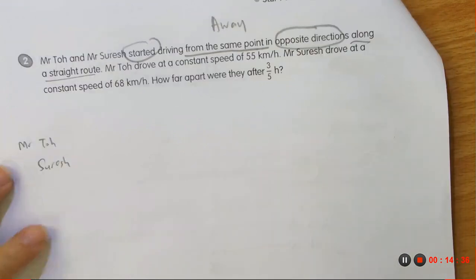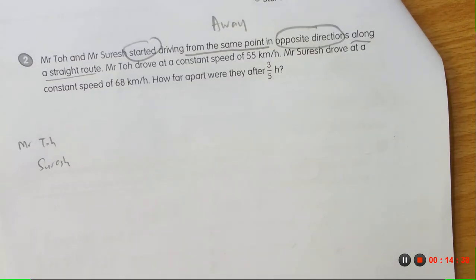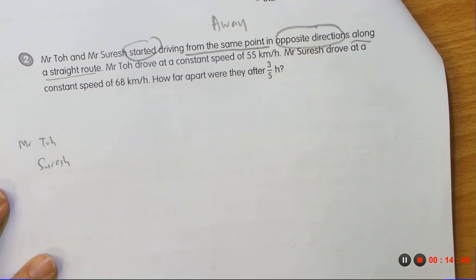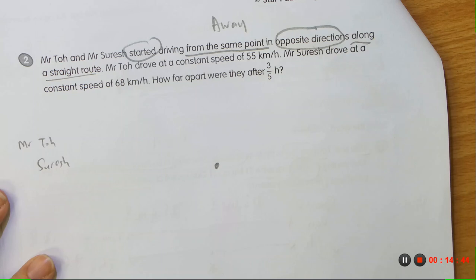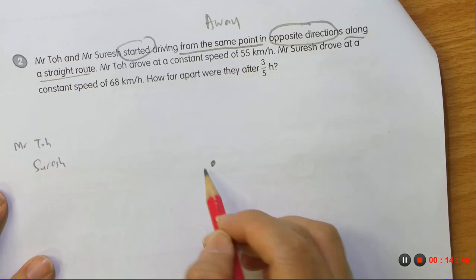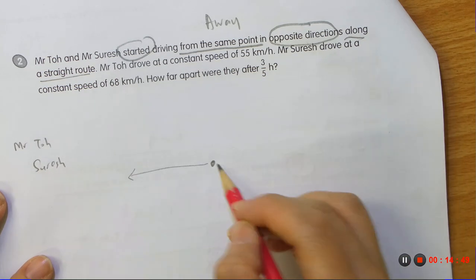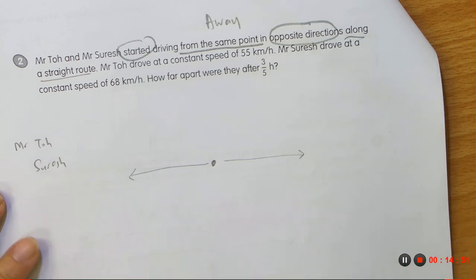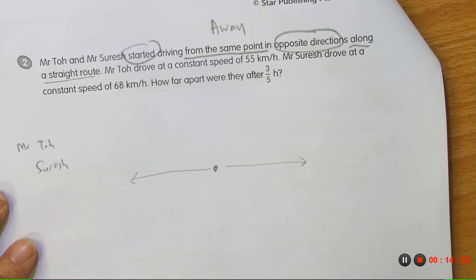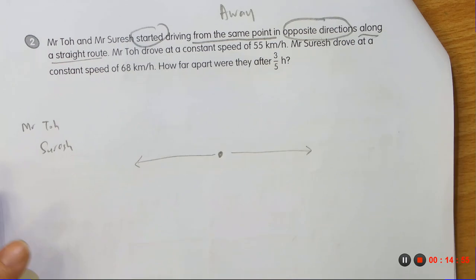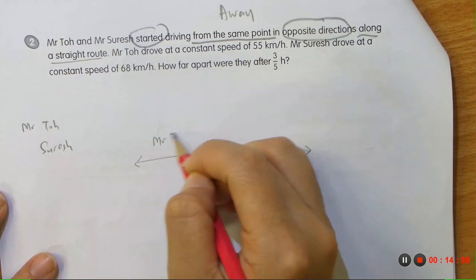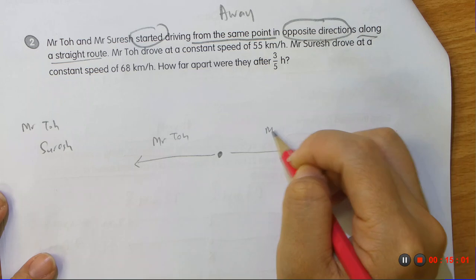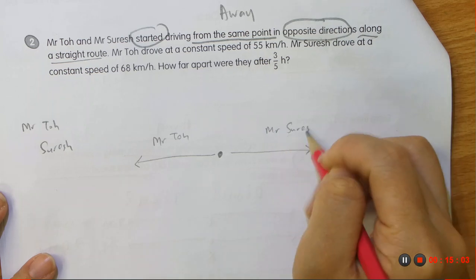Okay, so I just want to briefly show you the drawing. So it starts from the same point, opposite direction. Mr. To goes one side, Mr. Suresh goes the other side. The question that I have for you for this particular one, are you here already? Okay. So Mr. To is going one way and Mr. Suresh is going the other way. May I know who is faster?